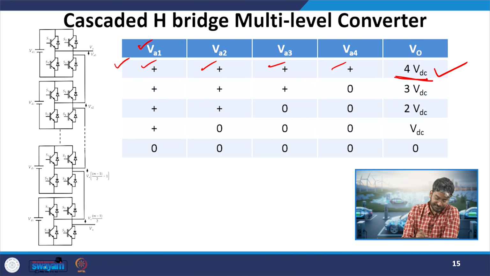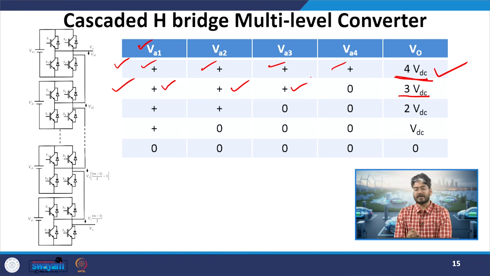Let us see over here. So in this case, I am generating 3 VDC. So I have inserted the first cell in the positive voltage mode. So what is the meaning of that? I have turned on S1 and S4. Similarly, second S1 and S4, and third case S1 and S4. And in the last cell, I have bypassed it by turning on S1 and S2. Okay. So here, as we are considering 4 H bridges, it will be generating 9 number of levels at the output stage.